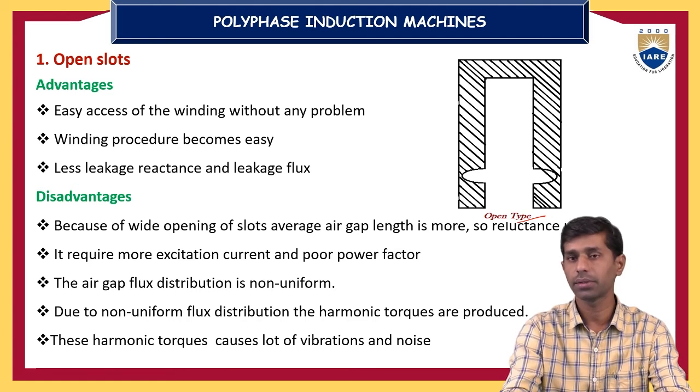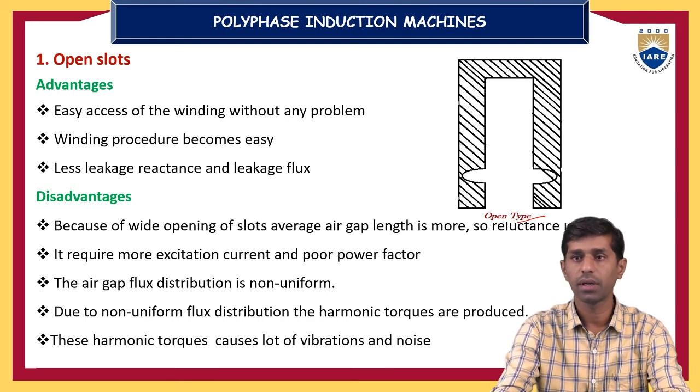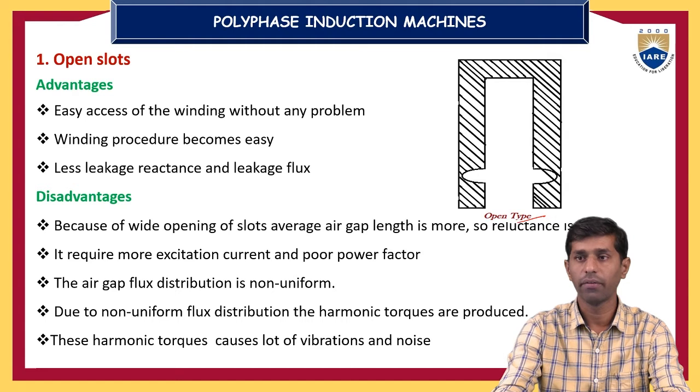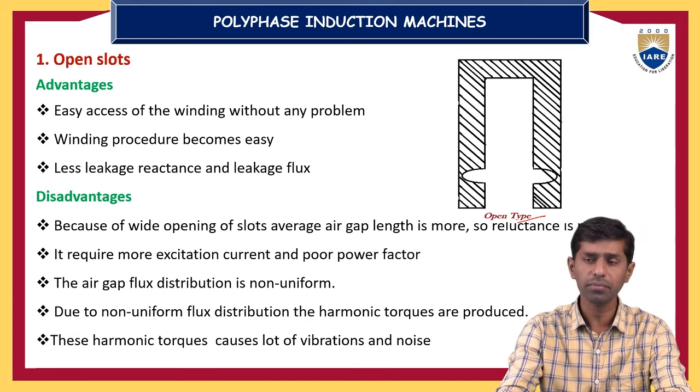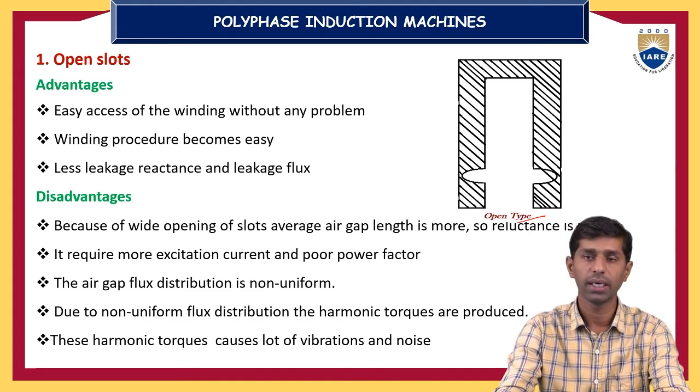The disadvantages of the open type of slots: the wide opening of the slots. Due to the wide opening of the slots, the average air gap length is more. So obviously air gap length increases, and the reluctance offered to the magnetic field between the stator and rotor is also more. If the reluctance is more, more excitation current is required, and the power factor is very poor.